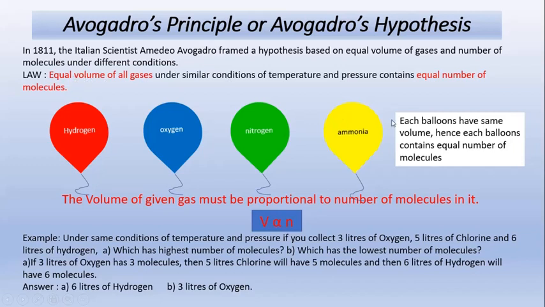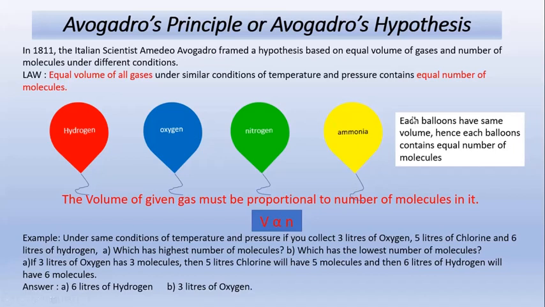So that's what exactly we're talking about, equal volume. All the balloons have equal volume. The size of the balloon is equal, that means the volume is equal. Remember, equal volume of all gases contains equal number of molecules. So if this balloon contains one molecule, this balloon also contains one, this one also contains one. That's what Avogadro's law predicts. Based on this only, we found that value 6.023 × 10^23. To honor him, we have given it the name Avogadro number.